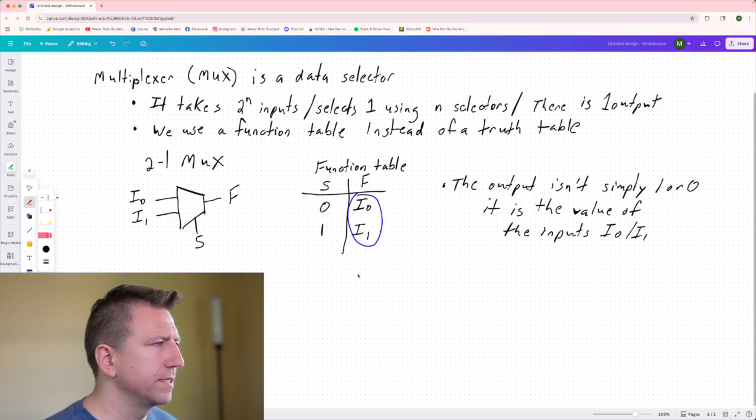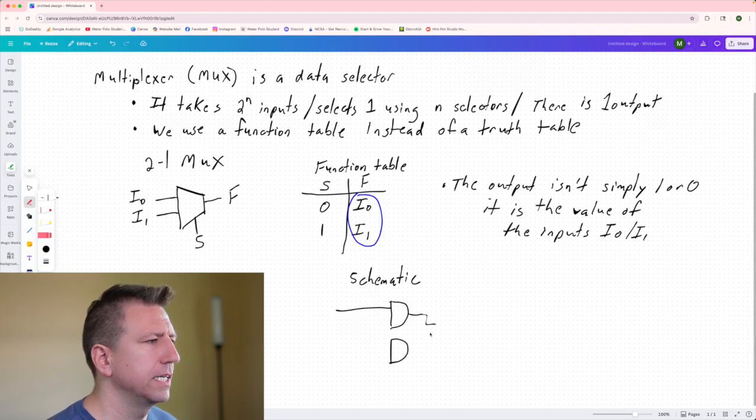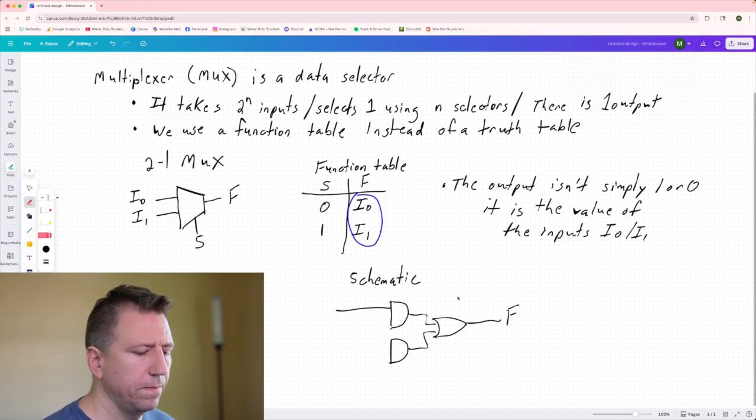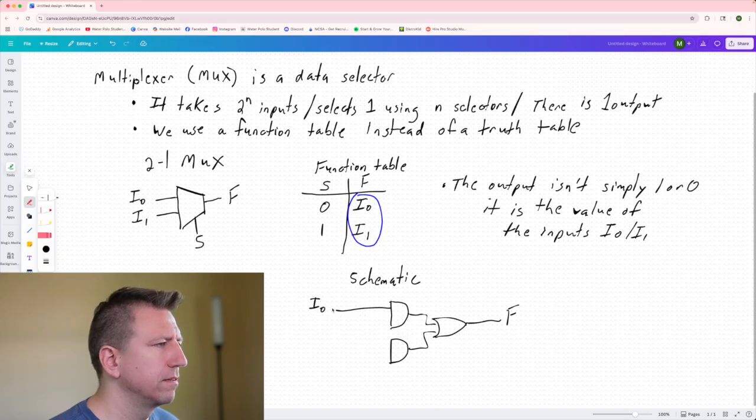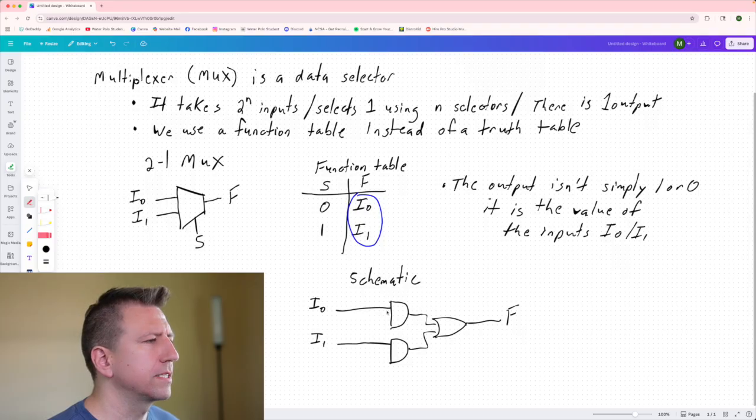So how would I implement this? We have AND gates. Remember, AND gates are highly selective, and so they're a natural go-to for something in which we want to select. And so we're going to feed 2 AND gates into an OR gate, looking like our sum of products, if you will. We're going to have one of our inputs going into one of the AND gates, and the other input going into the other AND gate. Now, let's think about what's going to happen here.